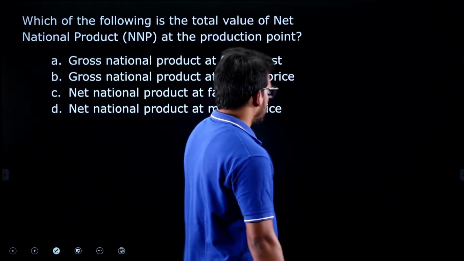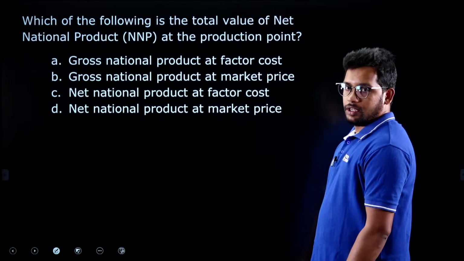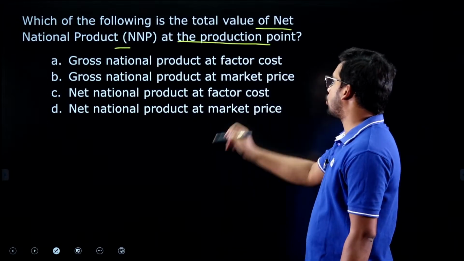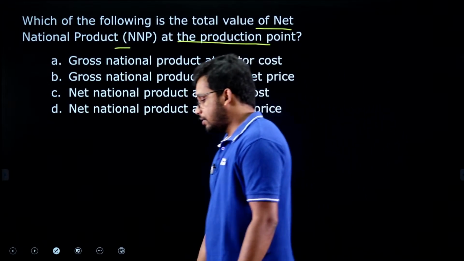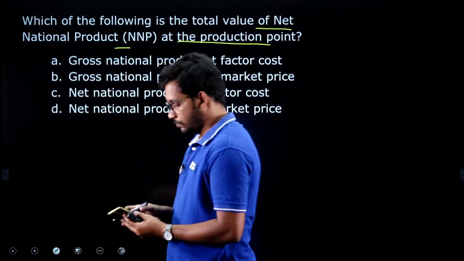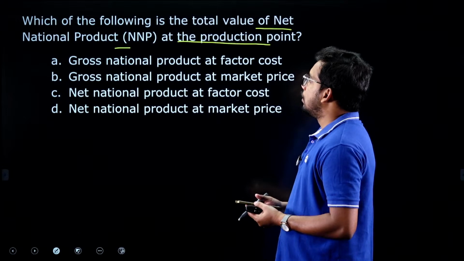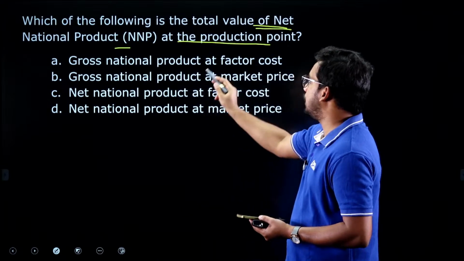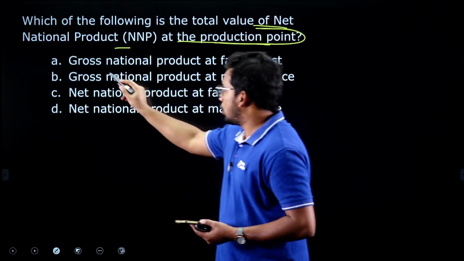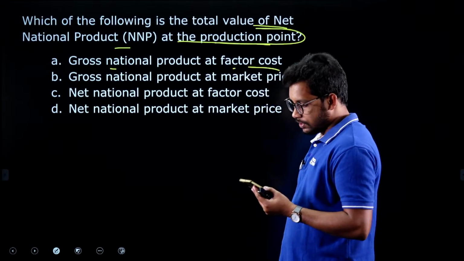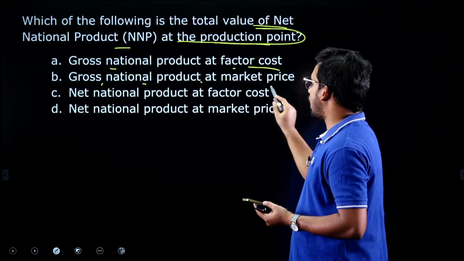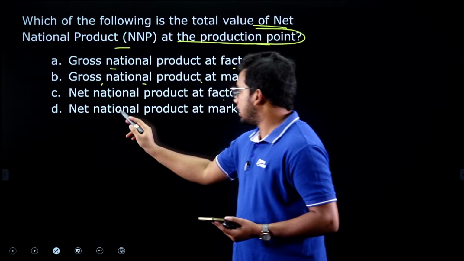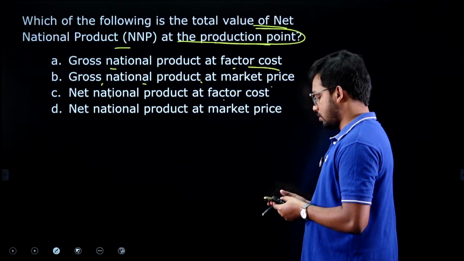First question: which of the following is the total value of net national product NNP at the production point? Gross national product at factor cost, gross national product at market price, net national product at factor cost, net national product at market price, right?